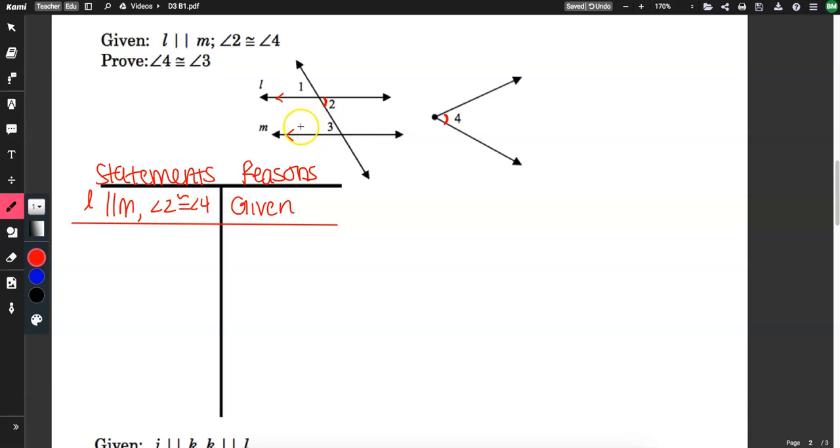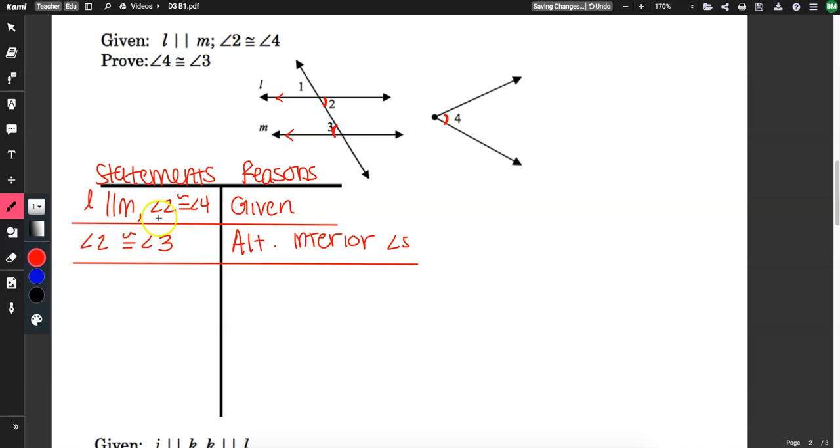Okay, so one of the easiest ways to start is using the given information. What else can I conclude if I know that these lines are parallel? Let's start there. When I look at this picture, I see right away this alternate interior situation. So I'm going to say angle 2 is congruent to angle 3. The reasoning for that is just alternate interior angles. Keep it simple there.